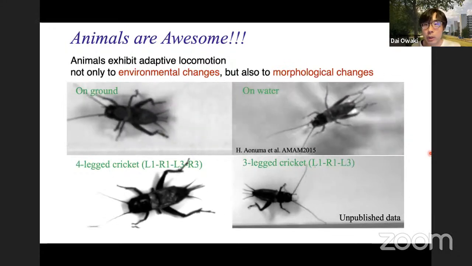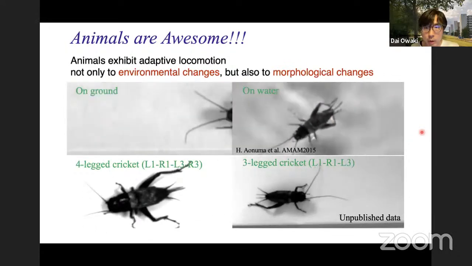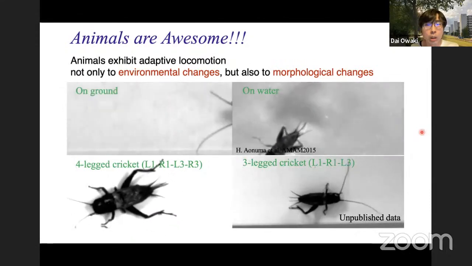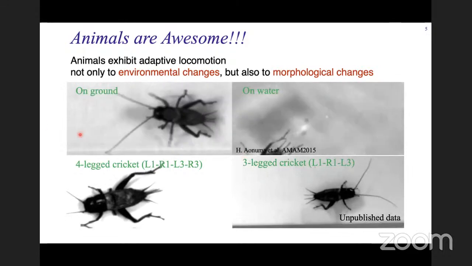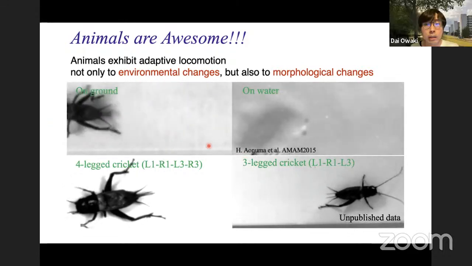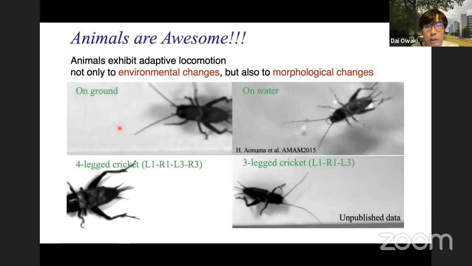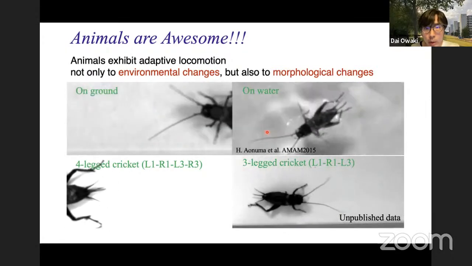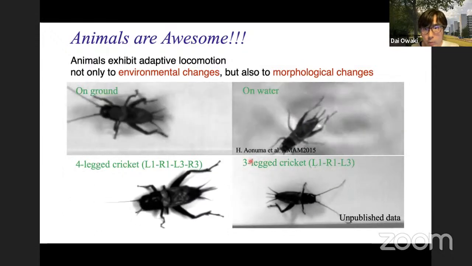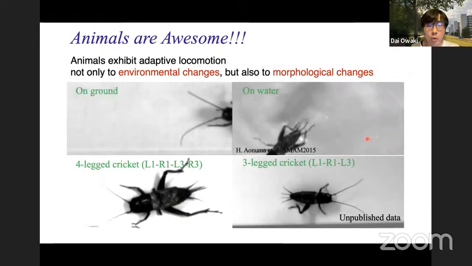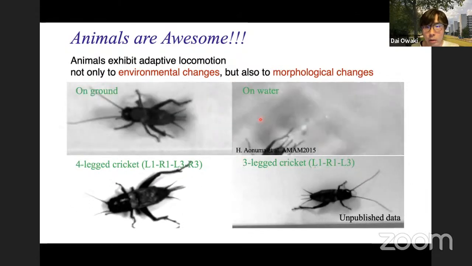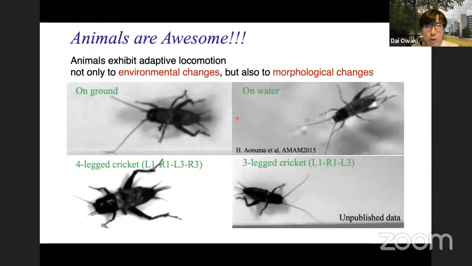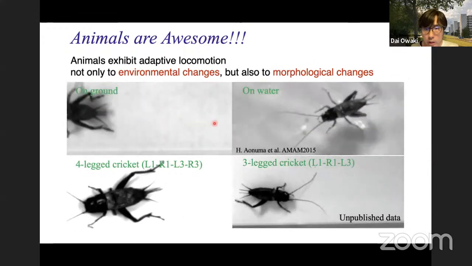Animals exhibit adaptive locomotion not only to environmental changes, but also to morphological changes. This movie shows cricket locomotion in various situations. The top left movie shows intact walking on the ground. The cricket exhibits a tripod gait, as with other insects. When we put the cricket in water, like in this movie, they can swim with a breaststroke or swimming gait. Interestingly, they can immediately and adaptively modify leg coordination according to environmental changes.